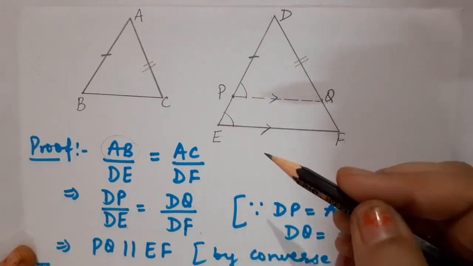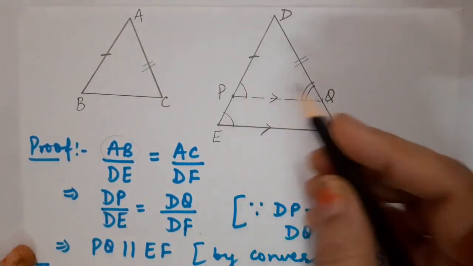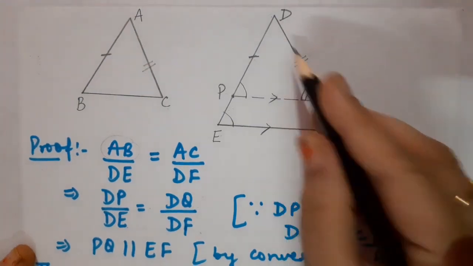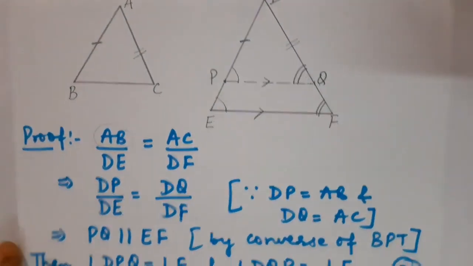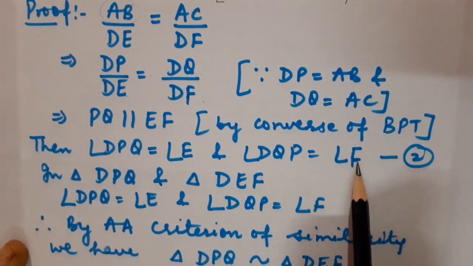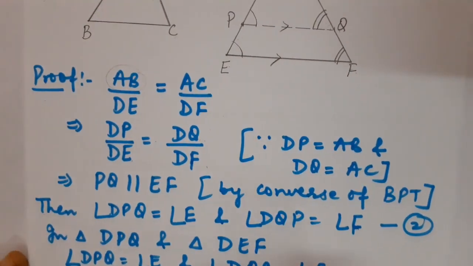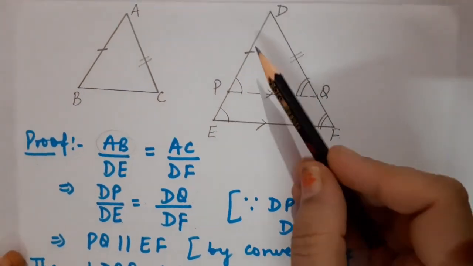Because they both are corresponding. In the same manner, we can say that DQP is equal to DFE. Fine. So the same thing is written over here. So they both are equal. Got it? Now children, I am going to take these two triangles.